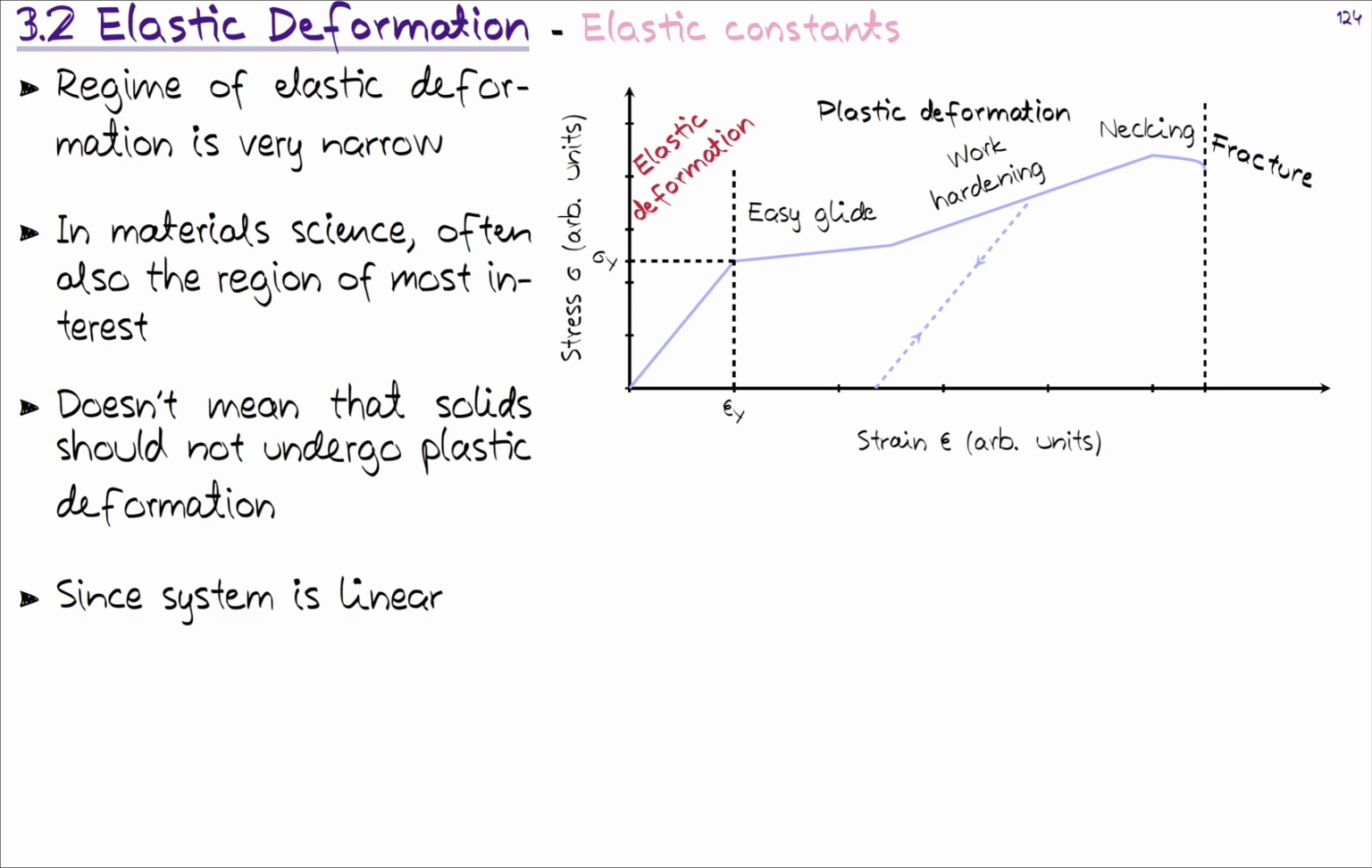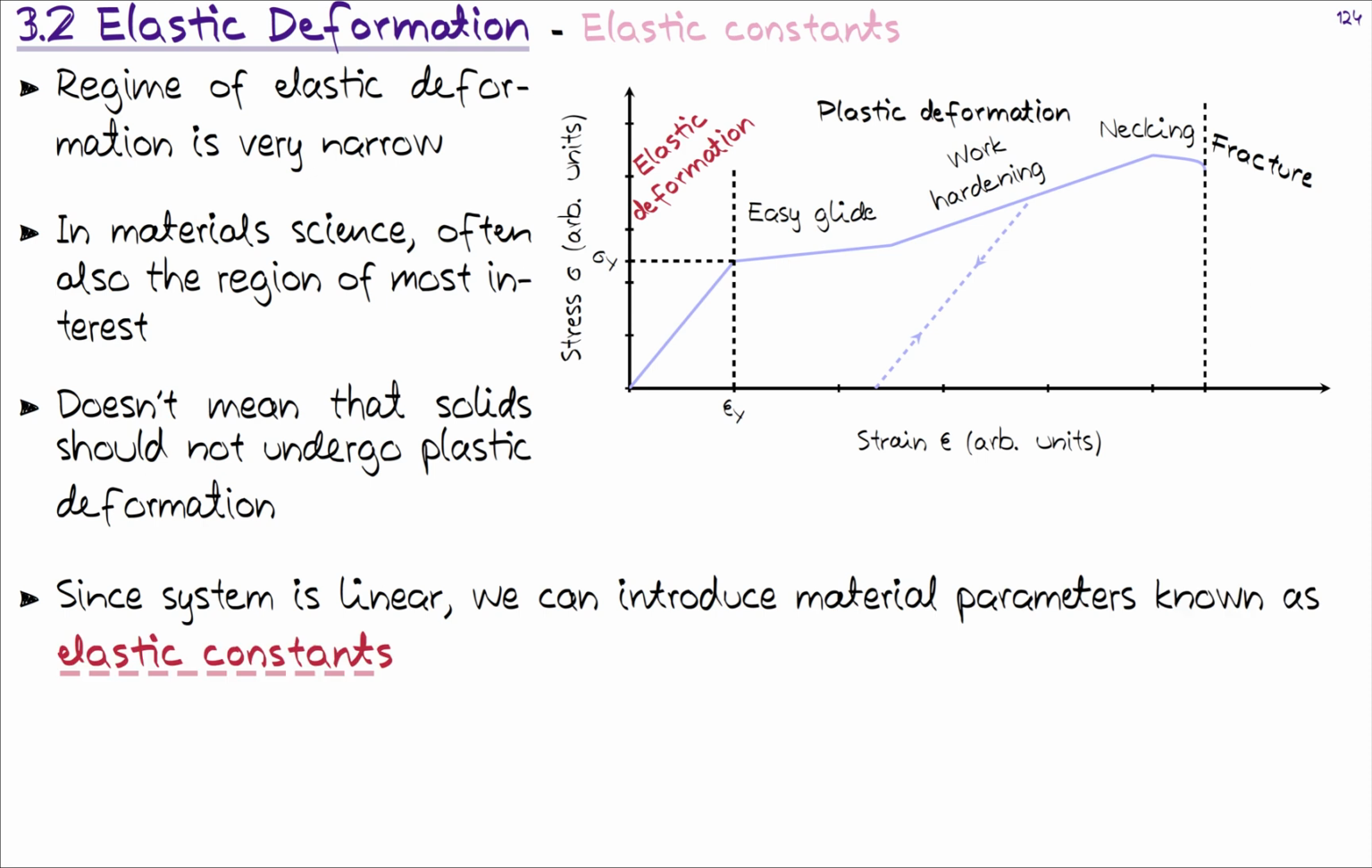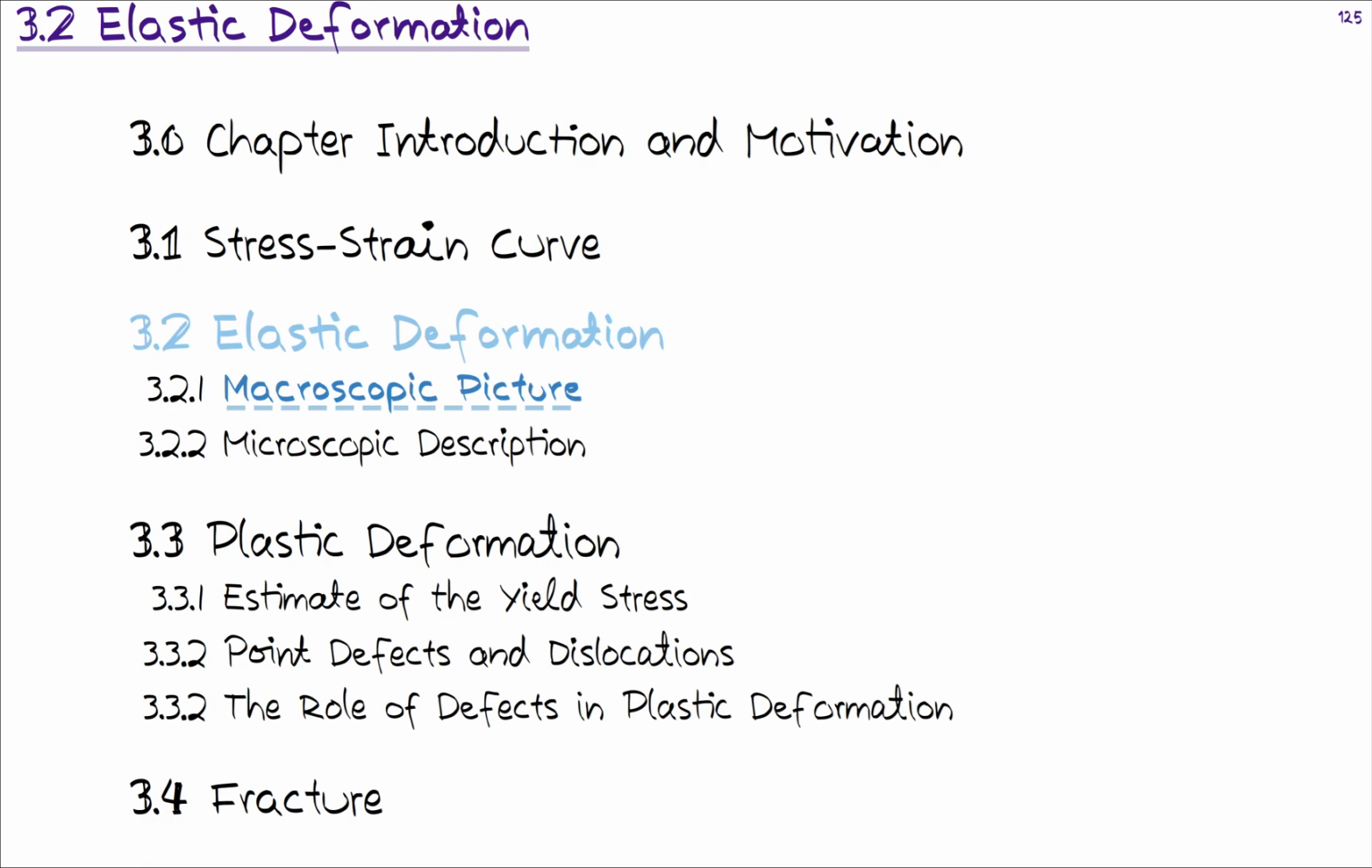And in this regime, looking at the curve, we have a linear relation between the stress and strain. Because of this fact, we can introduce material parameters, known as elastic constants, that describe the responses. This is the nice thing about linearity in the system. We can have a single constant, and with it we know, when we apply a given amount of stress, how much the material is being strained. So this is the brief outline of elastic deformations.